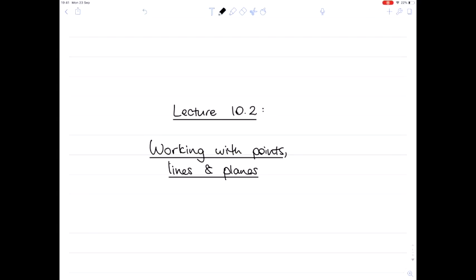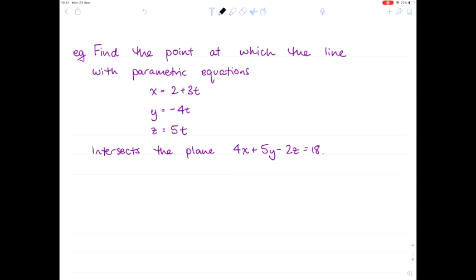So in this lecture we're going to look at a bunch of different questions that involve points, lines and planes and their intersections. So our first question says we'd like to find the point at which the line with parametric equations x, y and z intersect a particular plane.